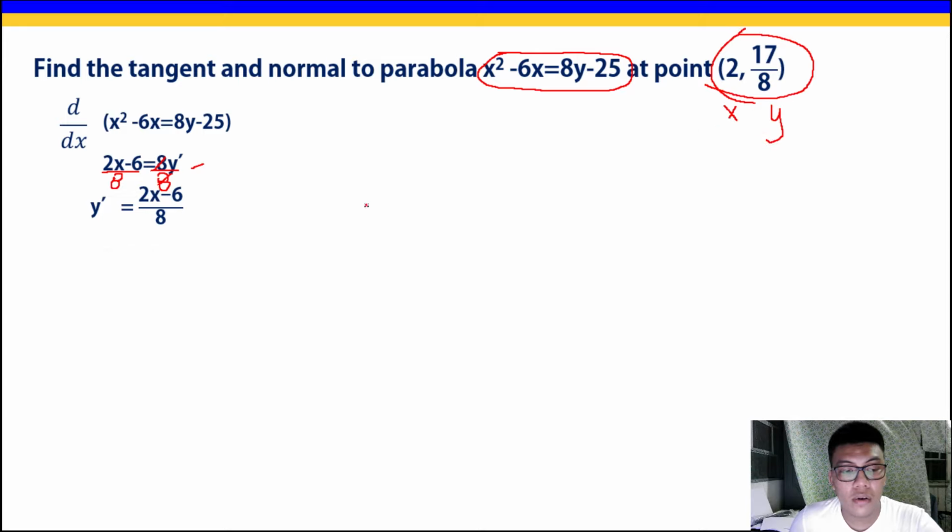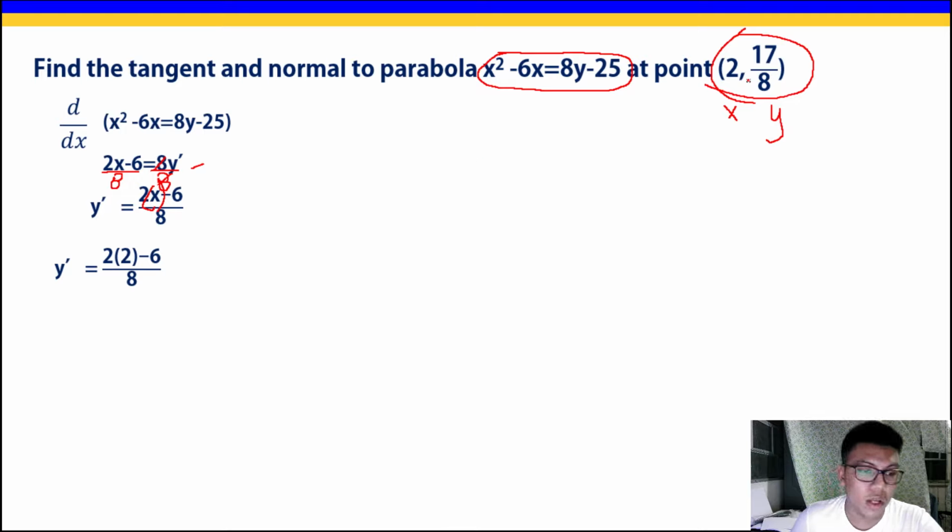Okay? So, we substitute 2. Okay? So, ang value ng x natin is 2. 2 minus 6 all over 8. So, wala nang pinagpalitan yung y kasi wala namang natira. Pero mamaya makikita natin sa mga example, may papalitan na y.